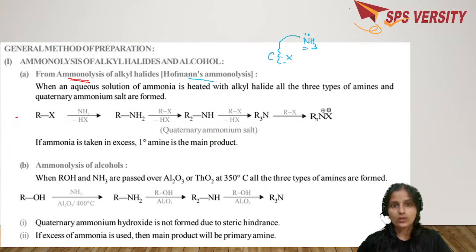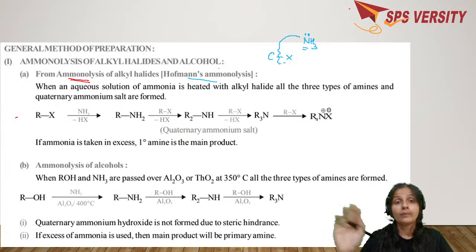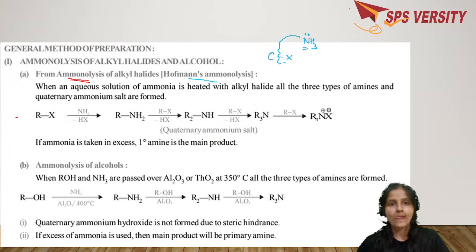This is also called Hoffmann ammonolysis. Don't get confused between the Hoffmann degradation and the Hoffmann ammonolysis. Hoffmann degradation is a decrease in the number of carbon atoms, and the reaction conditions are quite different, whereas Hoffmann ammonolysis is a treatment of alkyl halide in the presence of ammonia. You take an aqueous solution of ammonia, and it is heated with the alkyl halide. I'm writing the reaction over here.